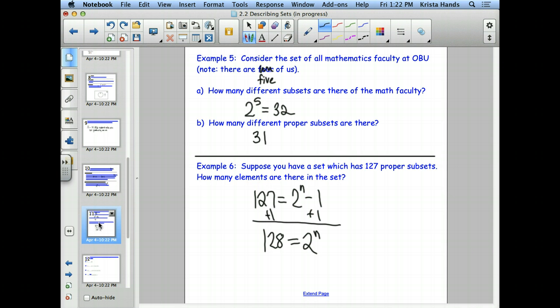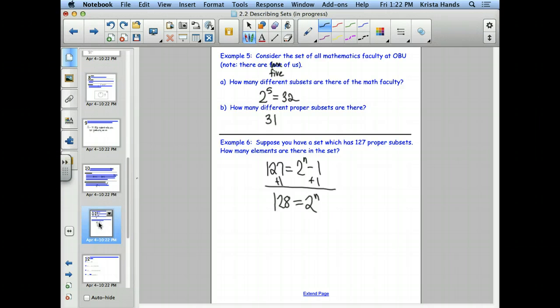I would make 128 and raise 2 to the power. You can do that, yeah. So this is where the trial and error a little bit is going to come back into play.